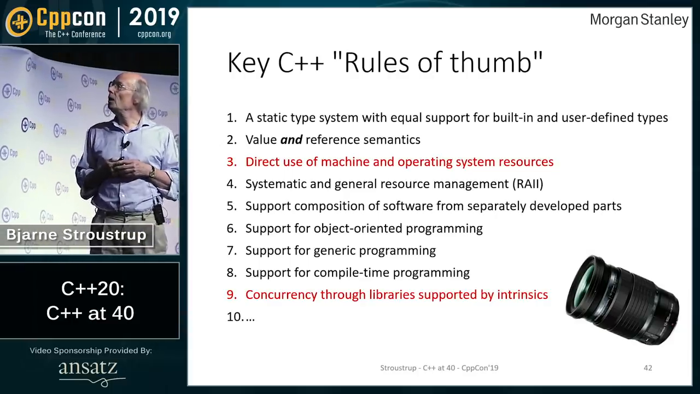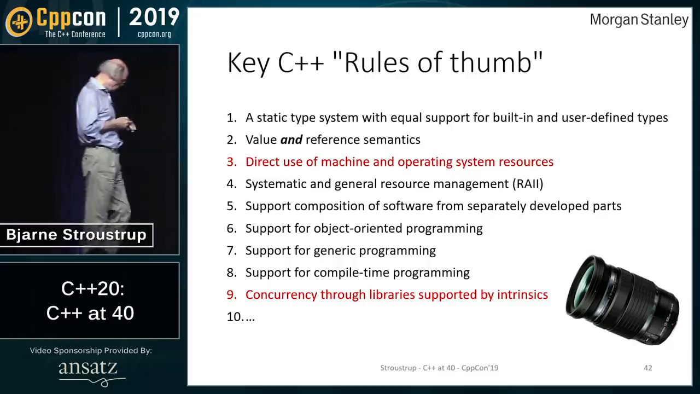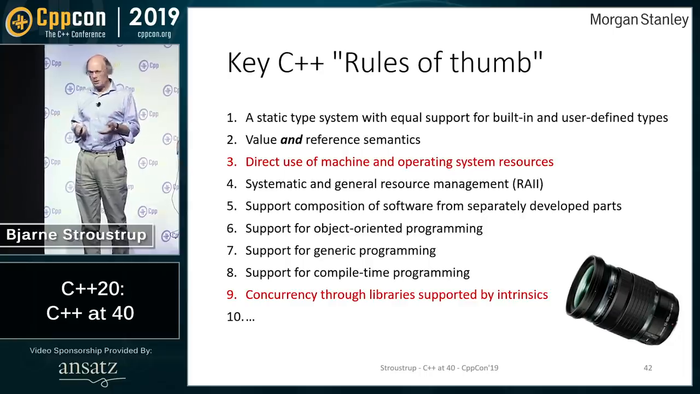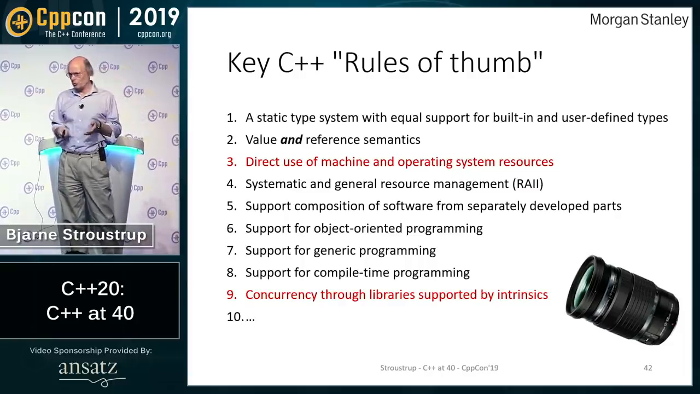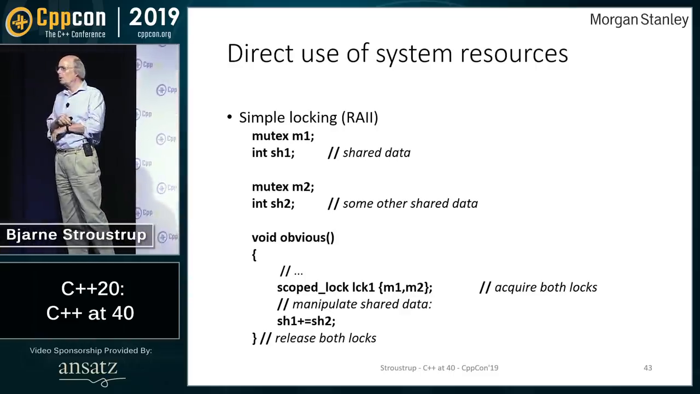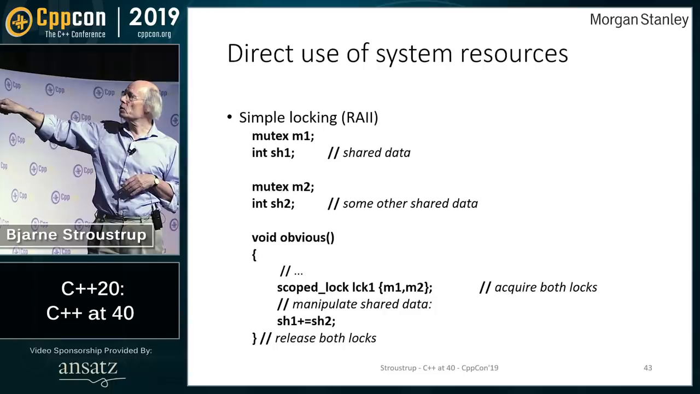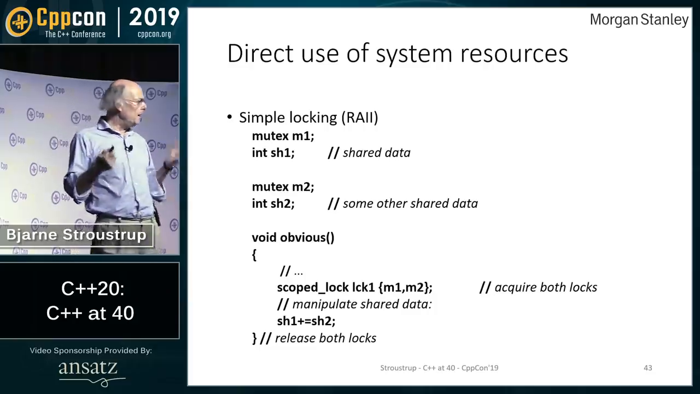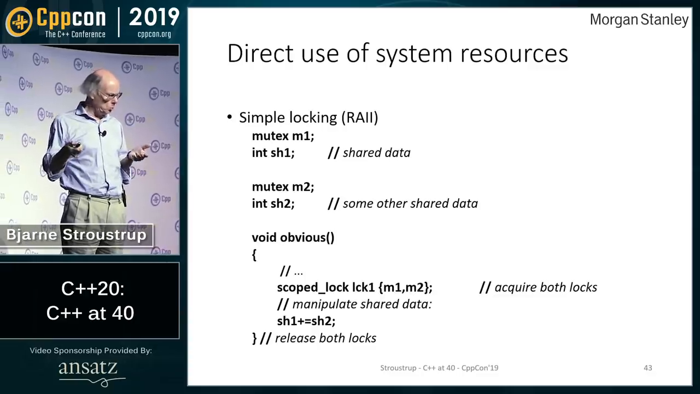So we need to use machines and operating systems, resources, simply and directly. And concurrency is one of the major things. I mean, just about anything we do these days involves some form of concurrency. And to make life difficult, there are many, many forms of concurrency. So here I'm thinking about locking, the basic level of concurrency with threads and locks. So I have a mutex that protects some data. I have another mutex that protects some other data. I have to grab both of them to do an operation. I have to grab both mutexes to get any work done.